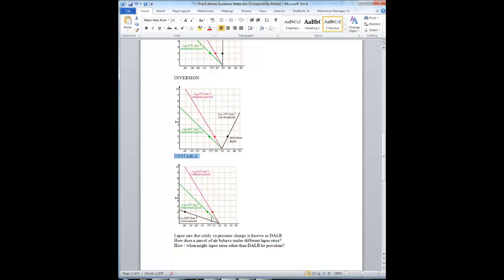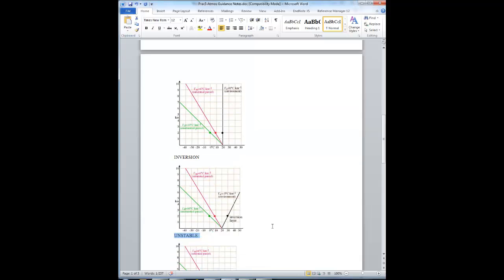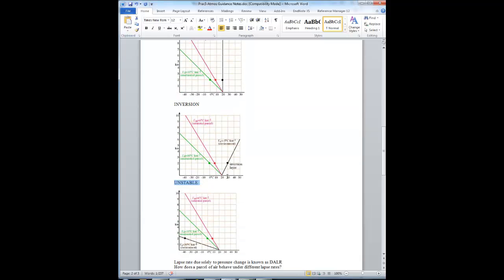It's an unstable condition. The atmosphere wants to turn over to try and remedy this local lapse rate, which is cooling more quickly with altitude than the dry adiabatic lapse rate. That's the unstable condition. And the very opposite of that is this condition, which is called an inversion. The inversion has the local temperature actually increasing with altitude.